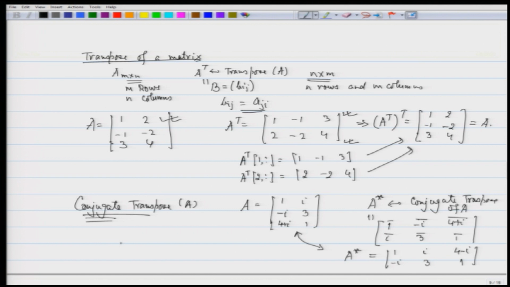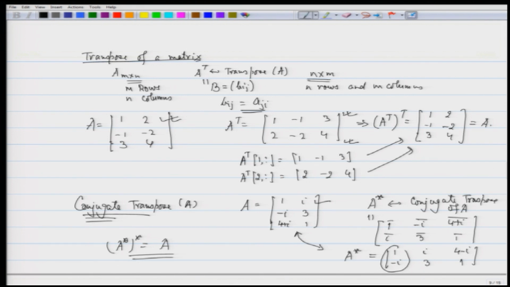Again I would like you to check that A star star will be A itself. Just verify it, because again if I look at 1 and minus i, this is a column vector. So, this will become a row vector, and I have to take a conjugate of that. So, conjugate of minus i is i, I will get back this, and so on. So, try that out yourself, I am sure you can understand it.